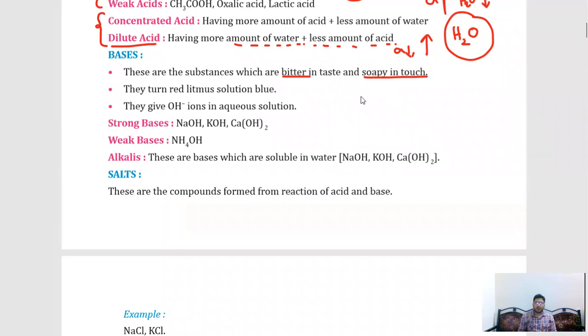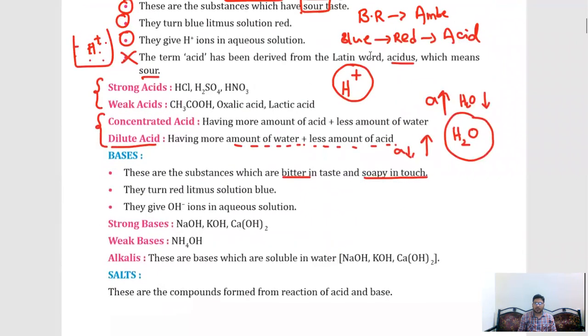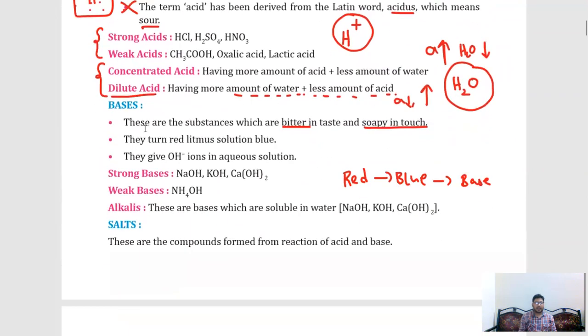And so here I told you, if a blue litmus paper is turning to red color, then the solution is acid. And reverse to that, if red litmus paper is turning to blue, then that substance is base, you can say. Acids will give H plus ions, bases will produce OH minus ions in aqueous solution.